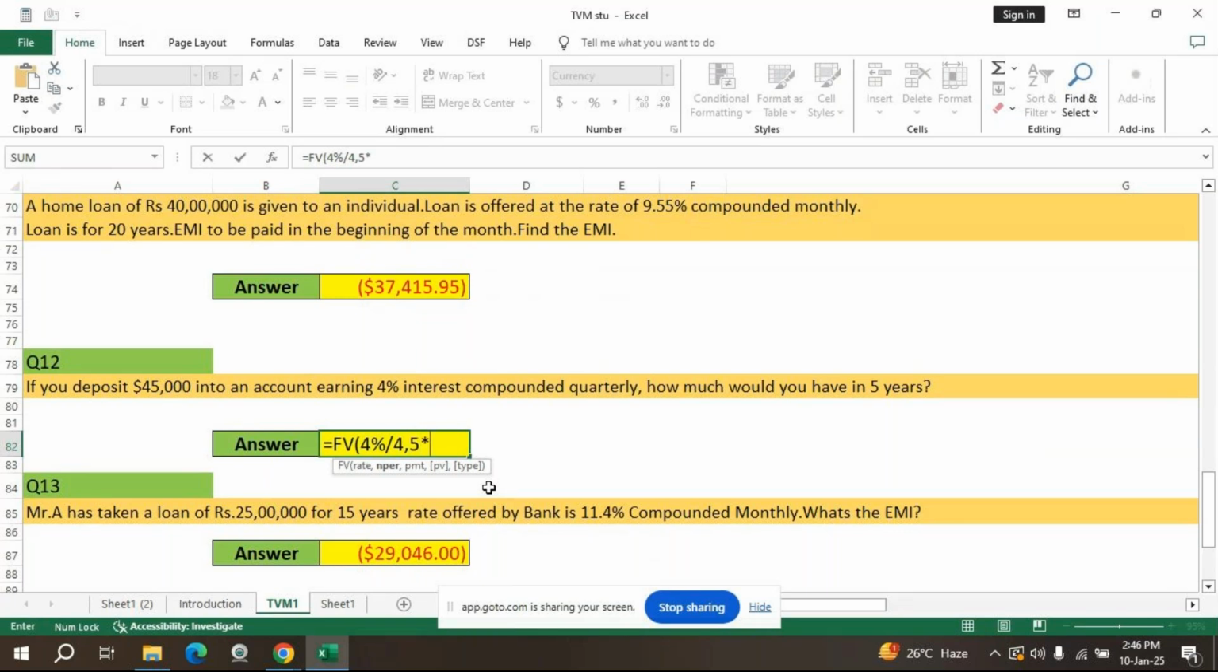So 5 into again 4, then comma pmt. So pmt is 0, then comma. Now you are depositing money of 45,000, so you put minus 45,000 in the PV. Then comma, type will be at the end of the period. Now close the bracket and then press enter. See, now we'll be getting 54,908.55. Okay.